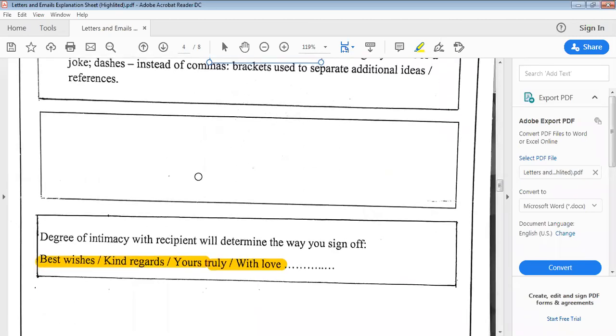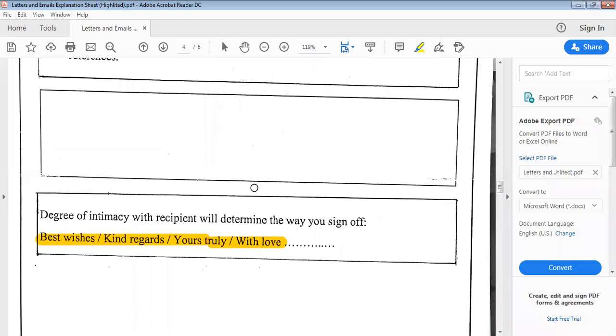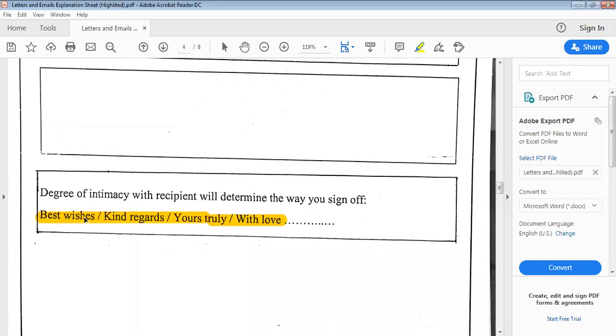The body paragraphs, of course, you discuss what you want to discuss, and you end your letter with best wishes, best regards, yours truly, with love, or anything else you want. It depends on the degree of intimacy. For example, if you're writing to a classmate, he's not your friend, he's a classmate. Okay, so you're not really friends, so you can use kind regards. But if I'm writing to my best friend, I can use with love or best wishes, okay? Or anything else you want, okay?